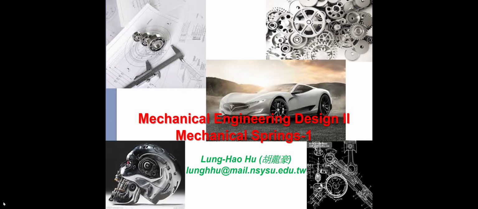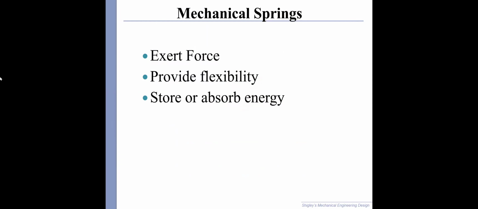Okay, so we're gonna introduce the function of the springs. We're gonna discuss the different types of springs, such as the compression spring, extension spring, and the torsional spring. Basically, the functions of springs include exerting force, providing flexibility, and storing or absorbing energy. Those would be the major functions for springs.